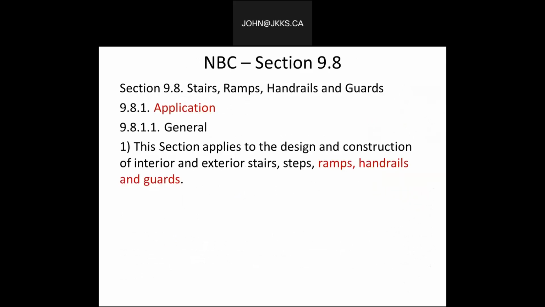From this point on, I'll be primarily talking about the National Building Code. And what does it say are the requirements for a barrier-free ramp? If you're referring to the National Building Code for residential applications, as you can see, we are looking at Part 9, which is mainly small buildings, residential construction, and more specifically in the section 9.8. This section applies to our discussion on ramps, handrails, and guard construction that we're going to get into today. So this section applies to the design, construction, interior and exterior stairs, steps, ramps, handrails, and guards.